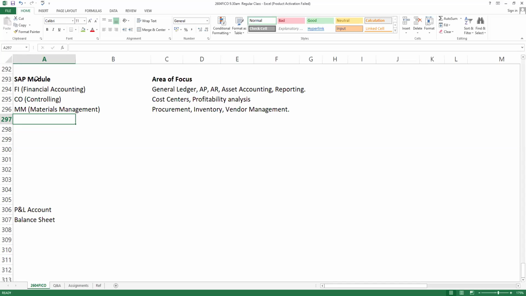Why is SAP FICO very important? Because it will be integrated with all the modules. Slowly we will understand what this integration is, what FI is, what the P&L account and balance sheet are. We will understand everything in detail. No worries. Just try to focus on the different module structures in SAP.